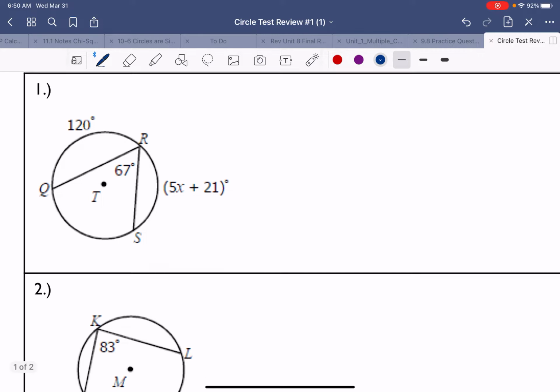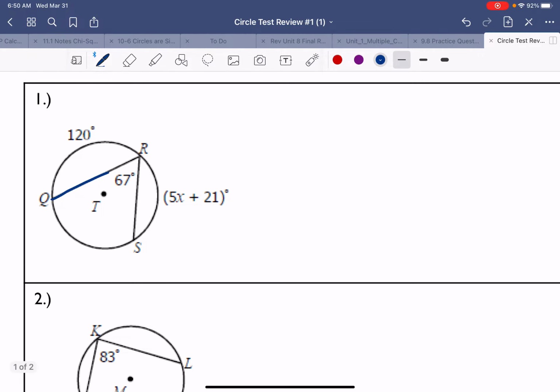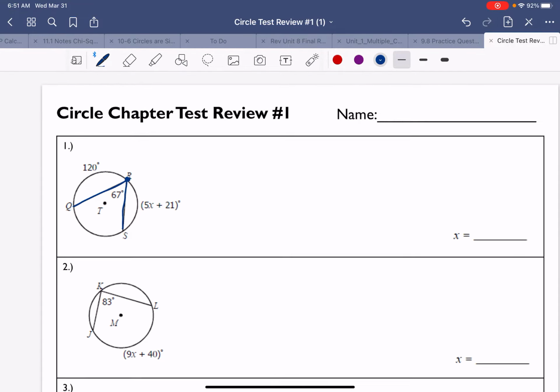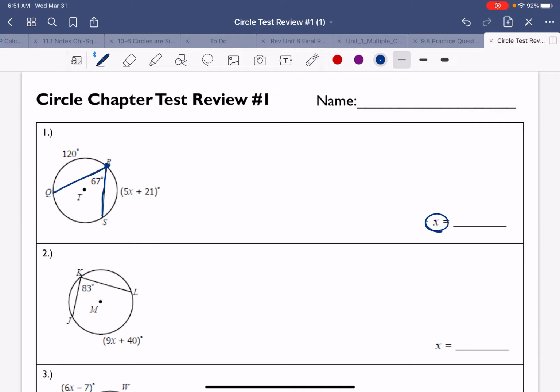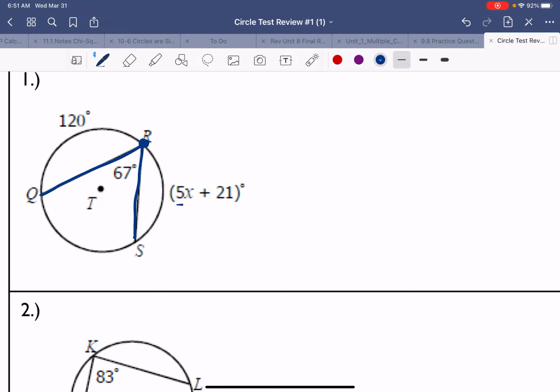So what you'll notice with the circle in number 1 is we have two lines that pretty much intersect right there on the circle. And essentially what they want us to find is the value of x. So the thing is, x is connected to this arc over here on the outside, but we don't really have any information about that arc. What we do have information about is this arc.